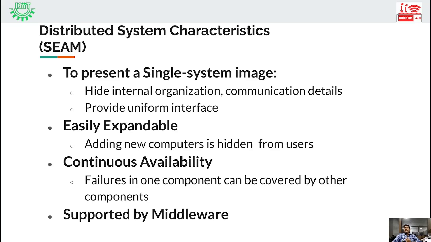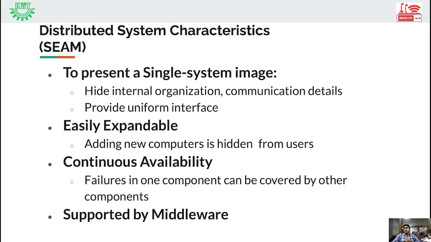Then continuous availability. Failures in one component can be covered by another component. That means if a hard drive fails or a computing node fails, it should not affect the availability. The computing system will always be available.